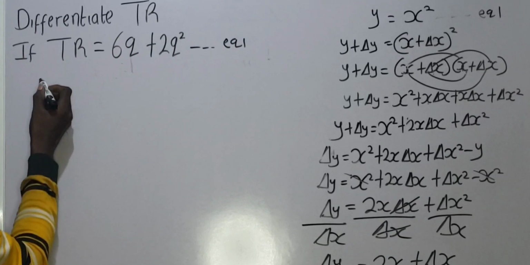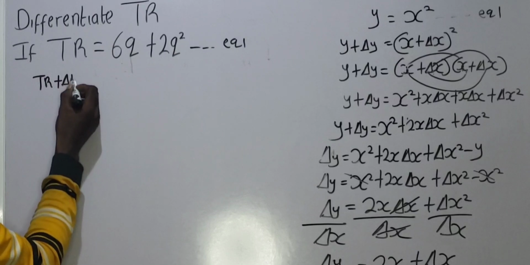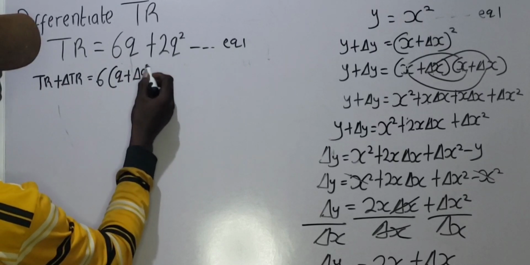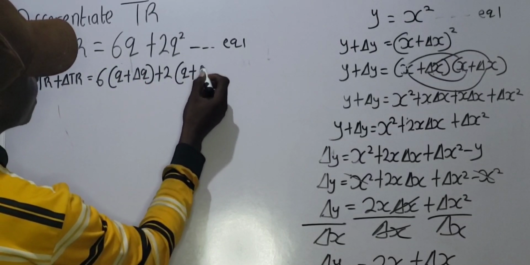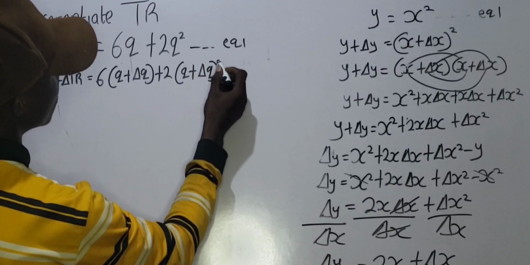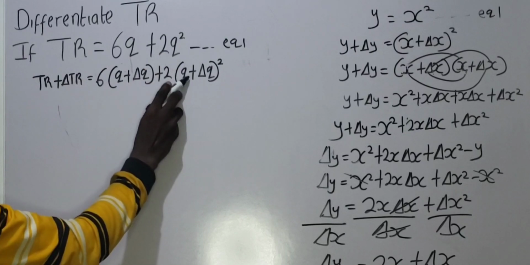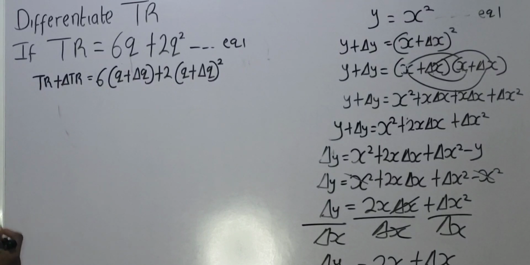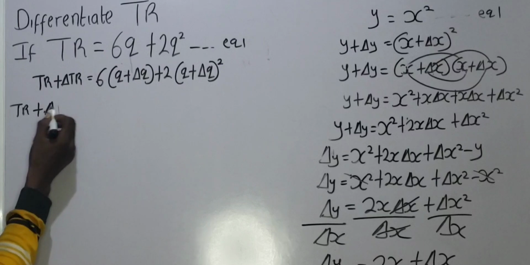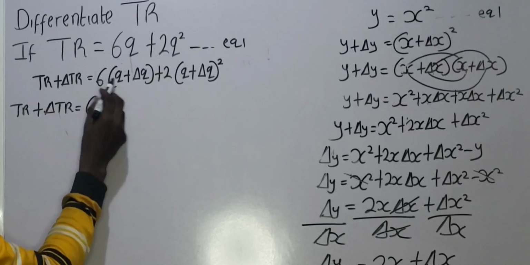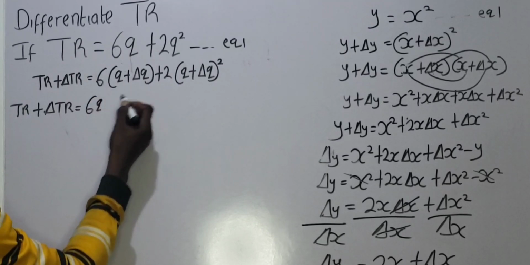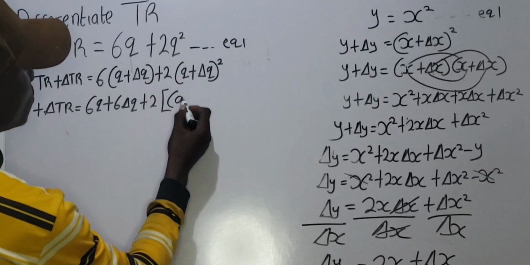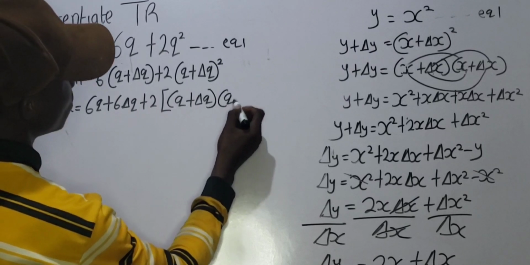So let us proceed. For this, I'm going to have tr plus delta tr is equals to 6 into bracket q plus delta q plus 2 into bracket q plus delta q squared. Do you understand? Because I have q squared now, so I replace it with q plus delta q squared. I have q, I replace it with q plus delta q. Okay, let us proceed. Now, tr plus delta tr is equals to 6 multiplied by q, that is 6q. 6 multiplied by delta q, that is plus 6 delta q, plus 2 into bracket. Now let us expand this bracket. I'm going to have q plus delta q, then q plus delta q.